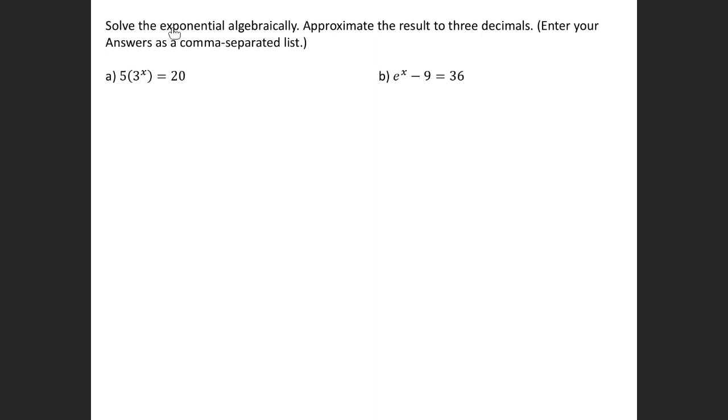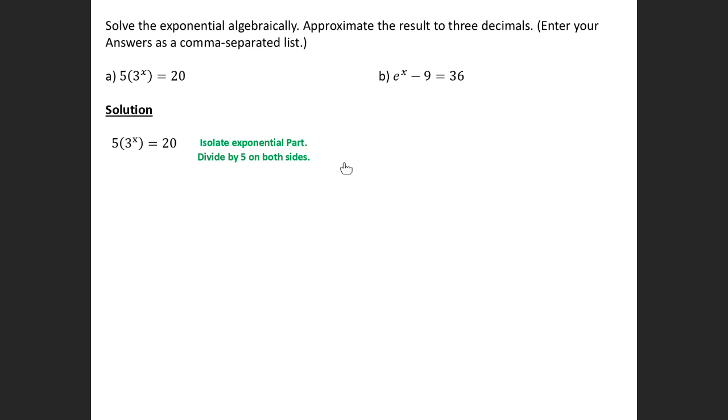So here it says solve the exponential equation algebraically, and then round to 2 decimals. The first thing you want to do when you're trying to do these problems is to isolate the exponential part. And the exponential part is the number that has that variable x. So in this case, in order to isolate 3 to the x, I have to get rid of this 5. So to get rid of the 5, I'm going to divide by 5 on both sides.